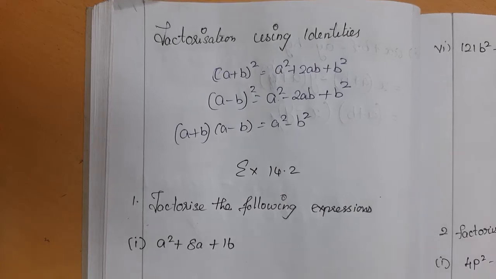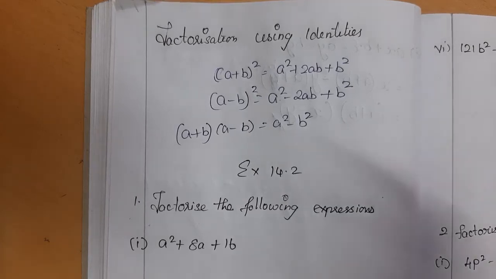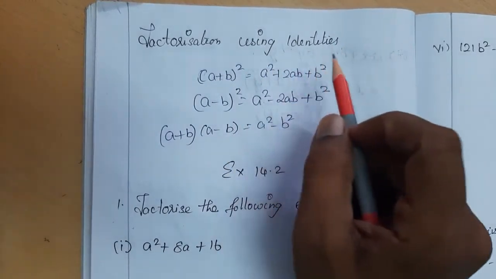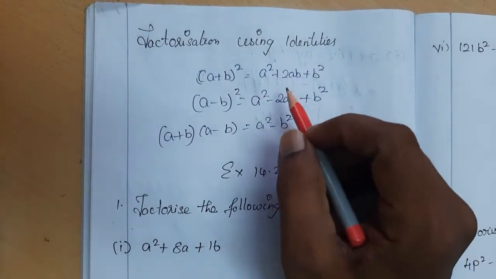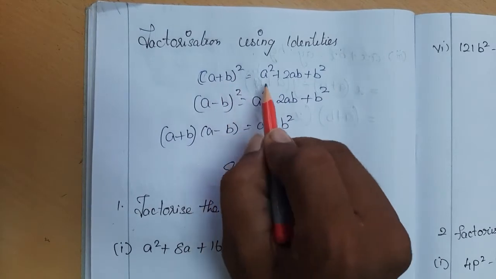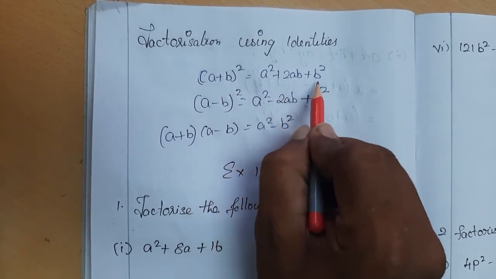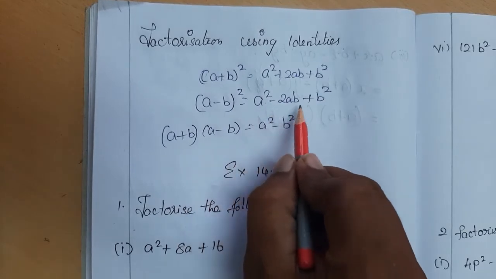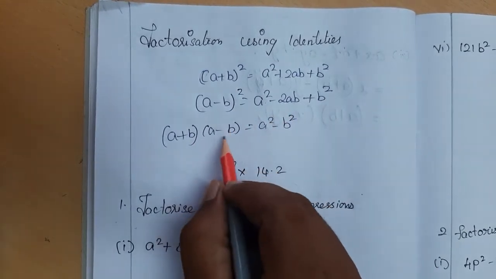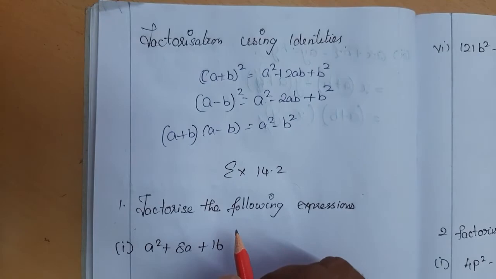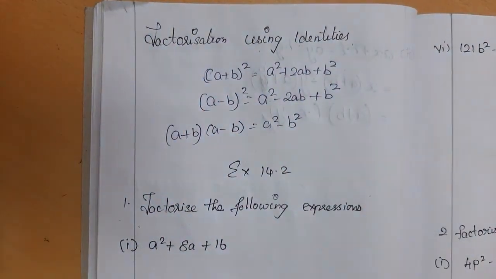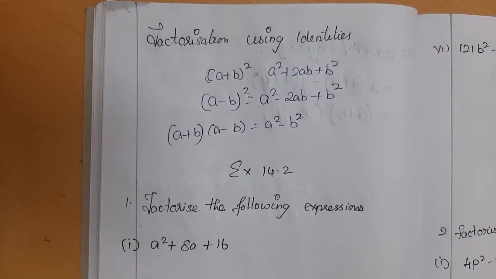Students, today we are going to learn about doing the factorization using identities. So let me recall the identities. A plus b the whole square is equal to a square plus 2ab plus b square. A minus b the whole square is equal to a square minus 2ab plus b square. And a plus b into a minus b is equal to a square minus b square. So using these three identities, today we are going to learn how to do the factorization.